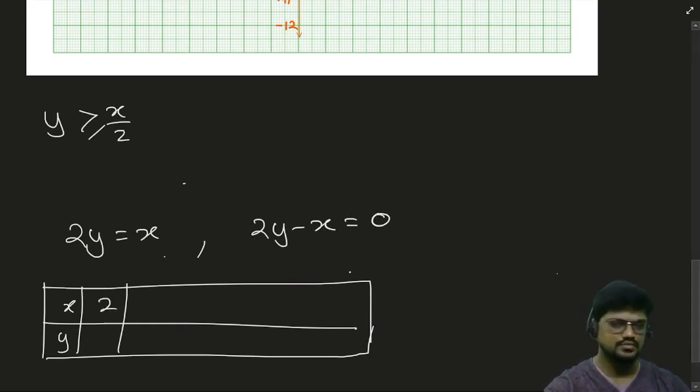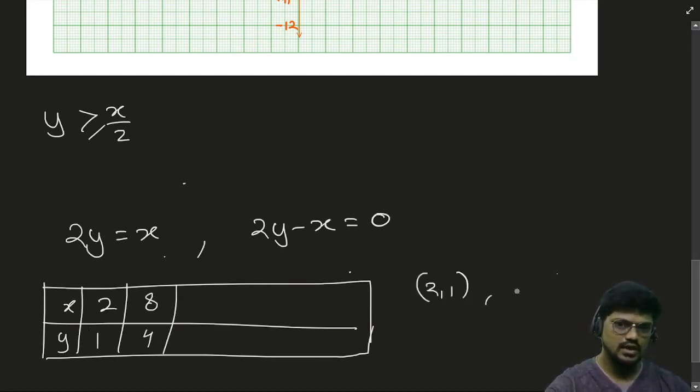So better not to keep it as 1. We'll keep it as 2. Then the value of y will be 1. If the value of x is 8, then the value of y will be 4. So the points are 2 comma 1 and 8 comma 4. We got these 2 points.